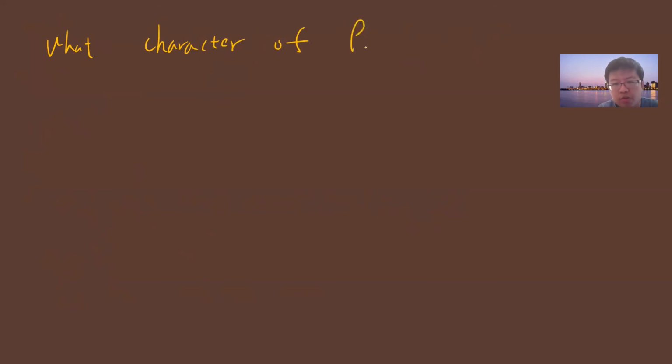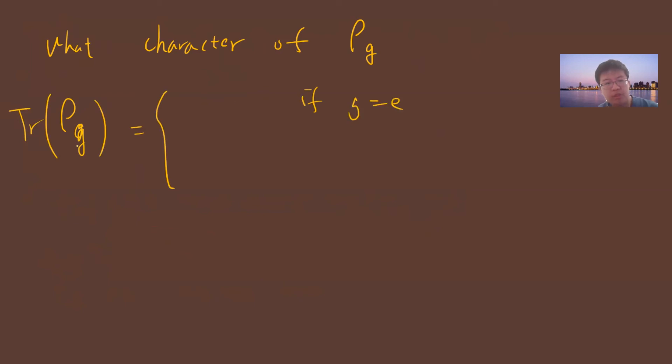So we want to ask what the character of this regular representation rho_g is. Let's talk about the trace. Obviously if g is the identity, then rho_g is the identity, so the trace is just |G|.